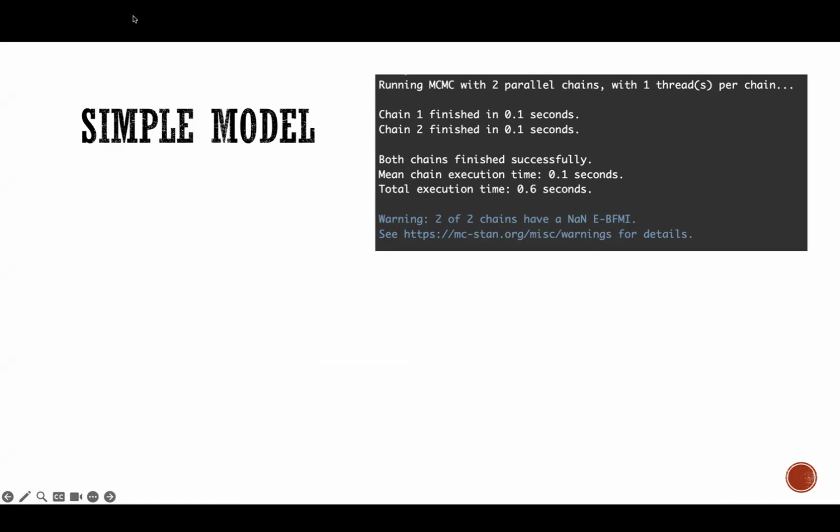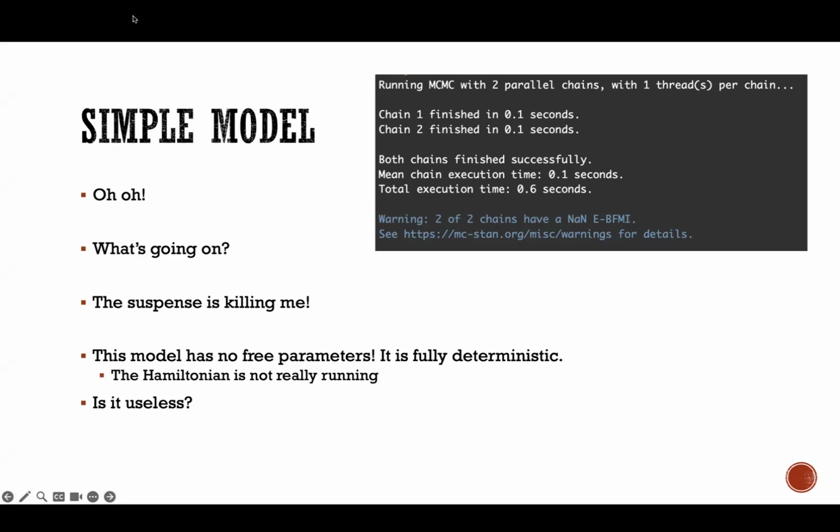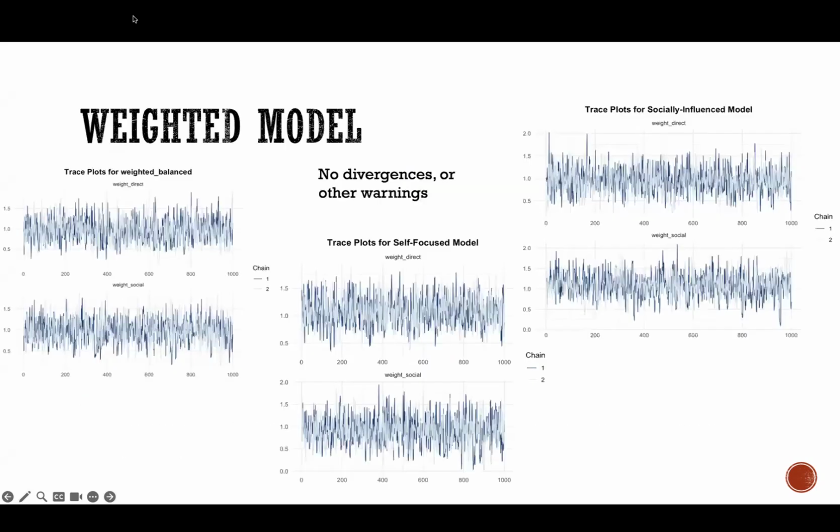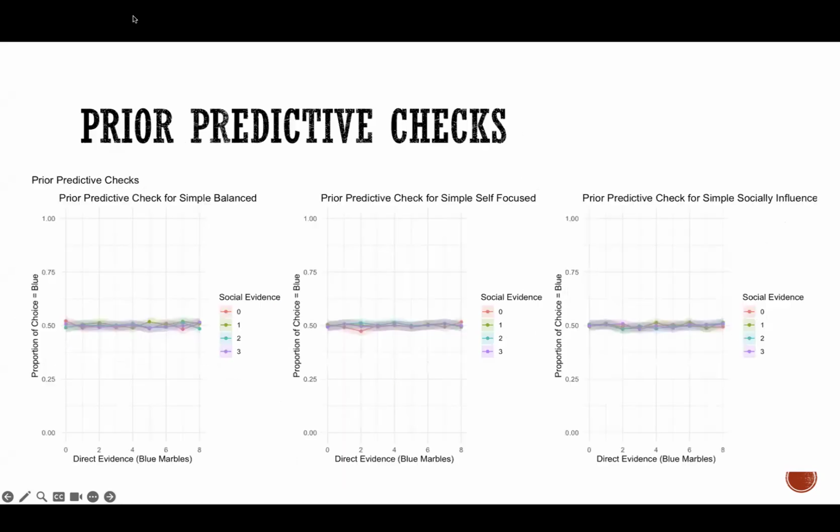Why is this? Well, there's no Hamiltonian here. There were no parameters. So in this case, we shouldn't worry. Is this useless? Well, we discussed it already, so I can skip that. Then we can run the weighted model. We get no warnings. We look at the hairy caterpillars. Can you see anything problematic here? I know they're small and they're far away, but there's nothing particularly worrisome. Then we check the prior predictive checks.